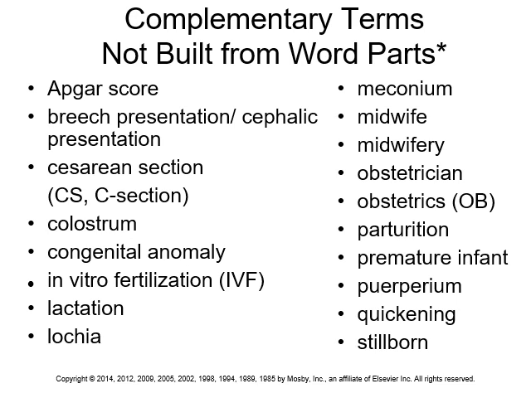Parturition is the act of giving birth. A premature infant is an infant that's born before completing 37 weeks of gestation. This is also called a preterm infant. Sometimes they call them preemies.